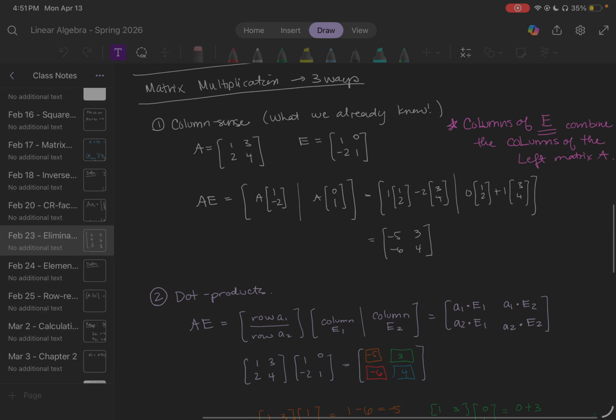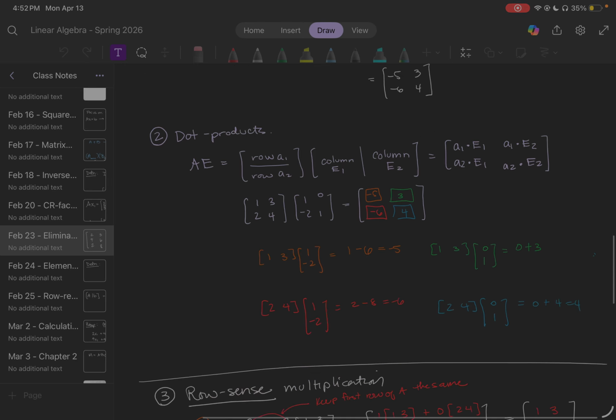Second is via dot product. Dot products take the row of A and multiply it with the column of the other matrix. Doing it as such, you can see that it gives us the same numbers.